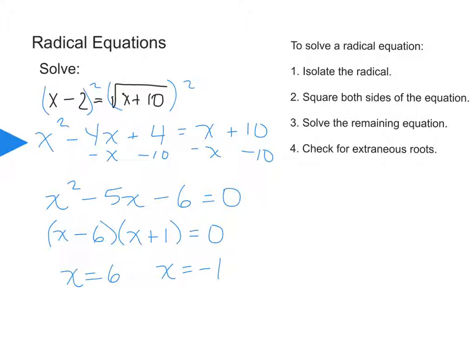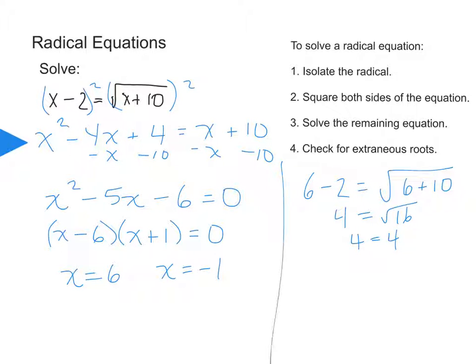So I would go 6 minus 2 equals root 6 plus 10 to check the first one. So that's 4 equals root 16. 4 equals 4. So that one works, right? That's checking the 6.